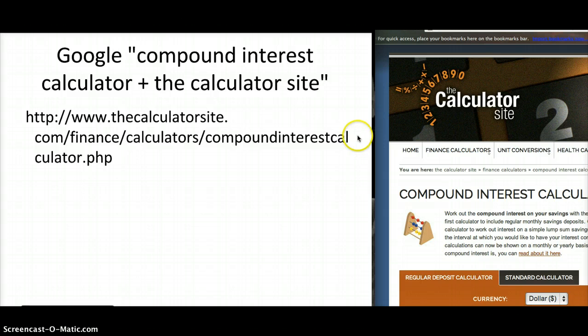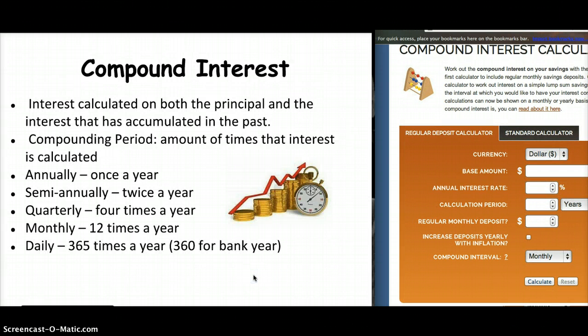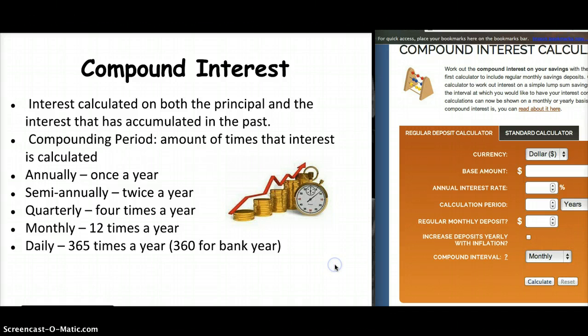So if we go to the compound interest calculator, if you just type that into Google, as I have done, let's go get some numbers here. But first you need to know you can calculate it annually, semi-annually, quarterly, monthly, or daily, 360 days because of the bank holidays. And you can see here on the right, you can put in the number of years or months. You can decide if you're going to do it monthly, quarterly, etc. So let's do a couple of these.